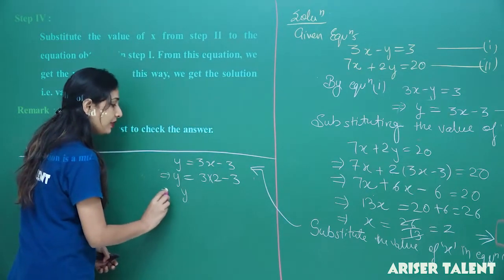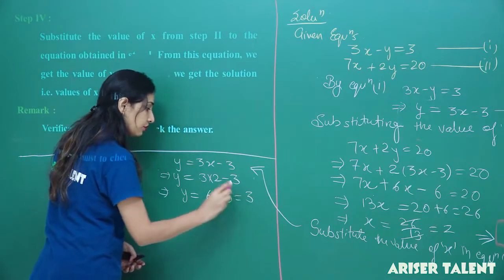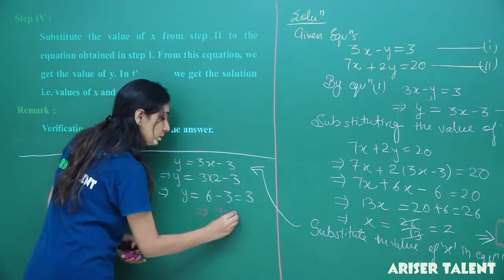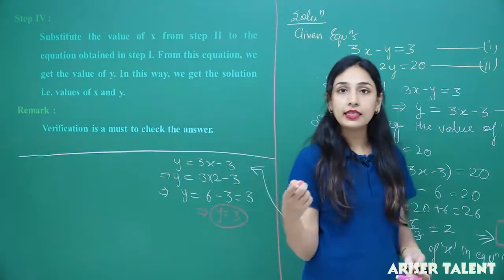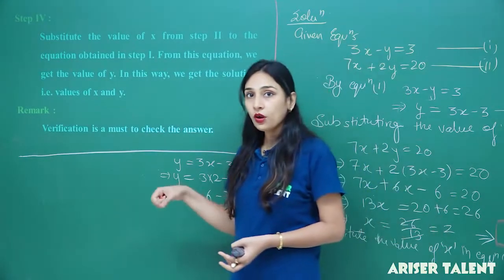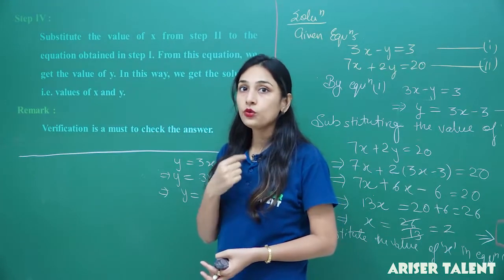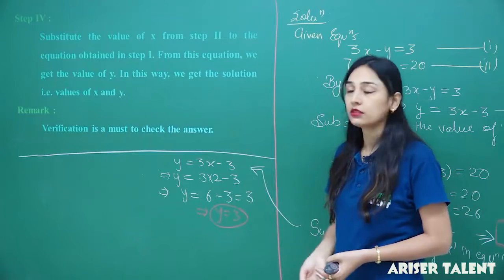So y will become 6 minus 3 equals 3. This implies that y equals 3. Now this is the answer basically, but we will not stop here because we have one step remaining, and I told you to talk about it later. Verification, it is a must to check the answer.